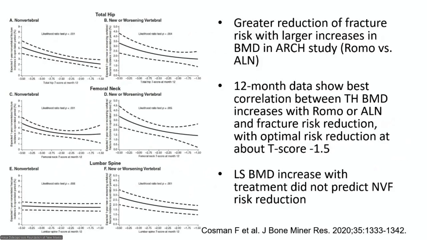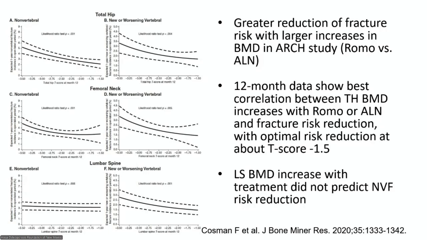So the data here accumulated by Felicia Cosman shows greater reduction of fracture risk with larger increases in bone density in the ARCH study with romosozumab versus alendronate. The 12-month data shows the best correlation was between total hip BMD increases with romosozumab or alendronate and fracture risk reduction. And again, we see here optimal fracture risk reduction at about a T-score of minus 1.5, again suggesting perhaps minus 1.5 might be a target to consider.